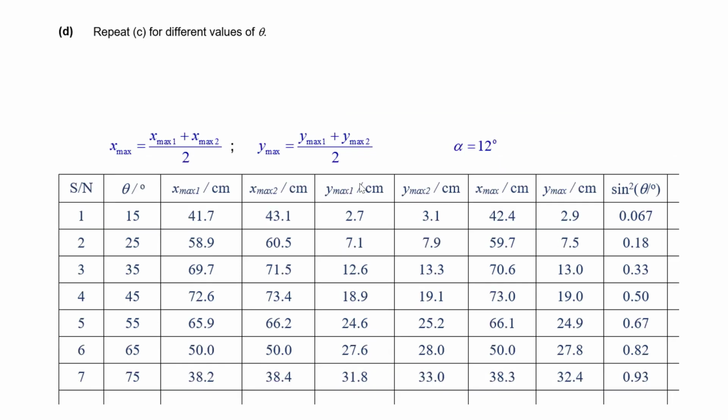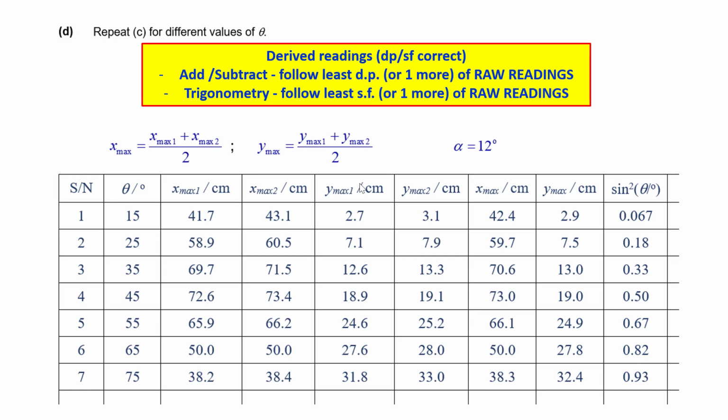The next thing would be your derived readings, and here we are checking whether the DP is correct or whether the SF is correct. Okay, so 2 rules we'll need here. We note that x max and y max, like earlier on, is made up of the addition of 2 raw readings divided by 2, which is an exact number. So we follow the addition and subtraction rule, and it should follow the least DP or one more. But in this case, because we have a good spread of values, following the least DP would be good enough. So these are all to the nearest millimeter. So your x max and y max should be recorded to the nearest millimeter.